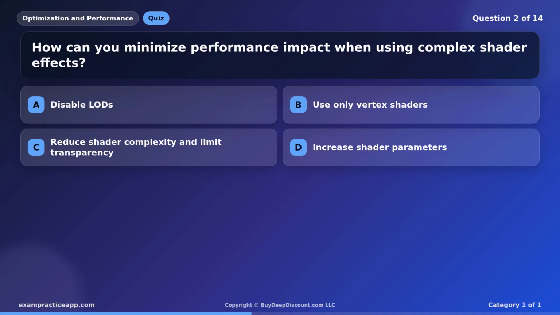The correct answer is option C, reduce shader complexity and limit transparency. Explanation. Limiting transparency and using simpler shaders can reduce processing demand, helping to maintain smoother performance.